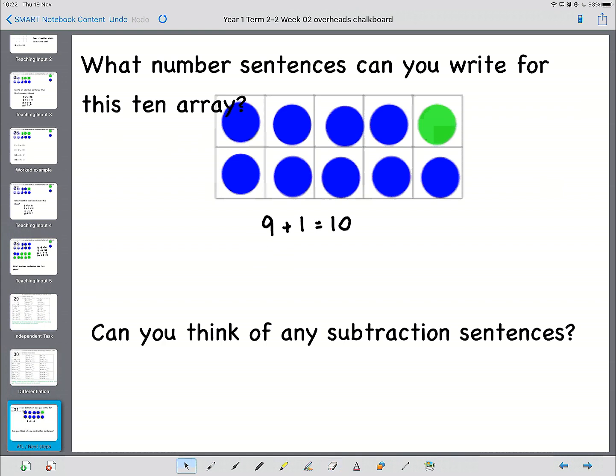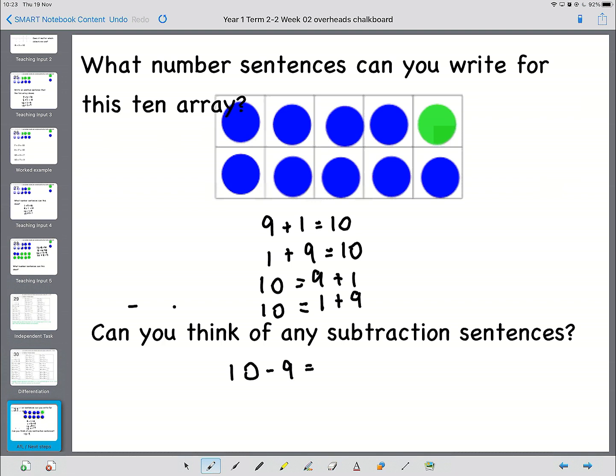So you almost certainly will have 9 plus 1 equals 10. 1 plus 9 equals 10. Getting ahead of myself here. 10 equals 9 plus 1, and 10 equals 1 plus 9. Okay, now those last two are quite useful, because we also could have 10 minus 9 equals 1.